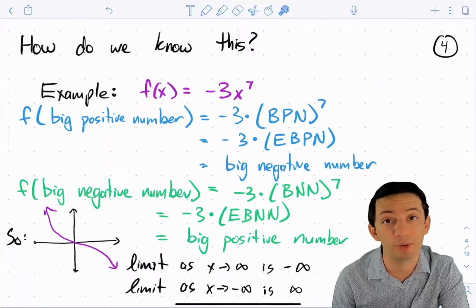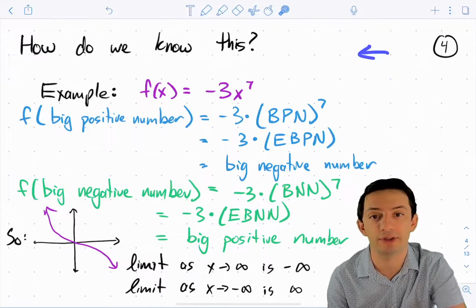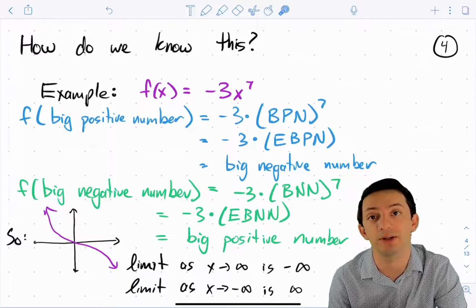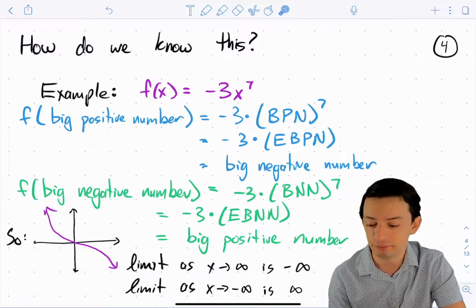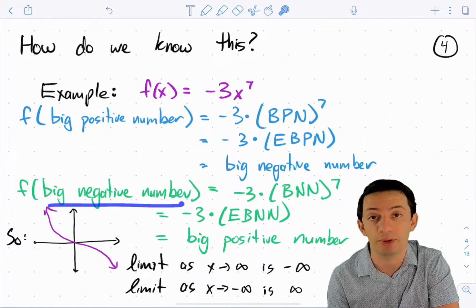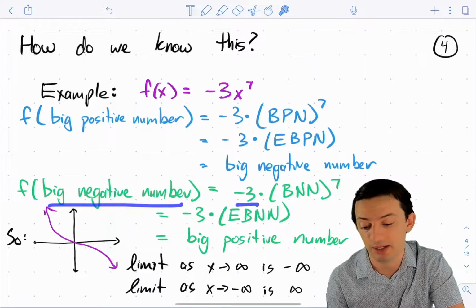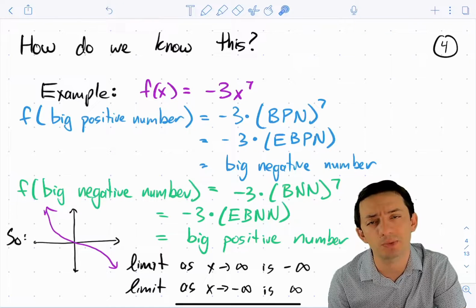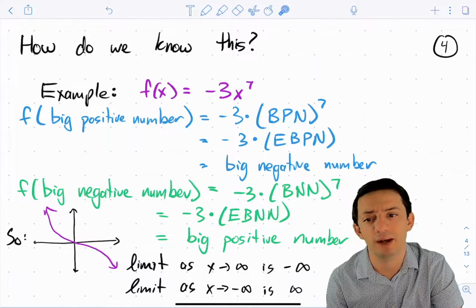On the flip side, if you want to know what happens as you go to the left, that means you're plugging in bigger and bigger negative numbers: negative 1,000, negative a million, negative a trillion, and so on. So what is f of a really big negative number? Plugging it in, that's negative 3 times a big negative number to the 7th. And now we have to think, what happens when I raise a big negative number to the 7th?